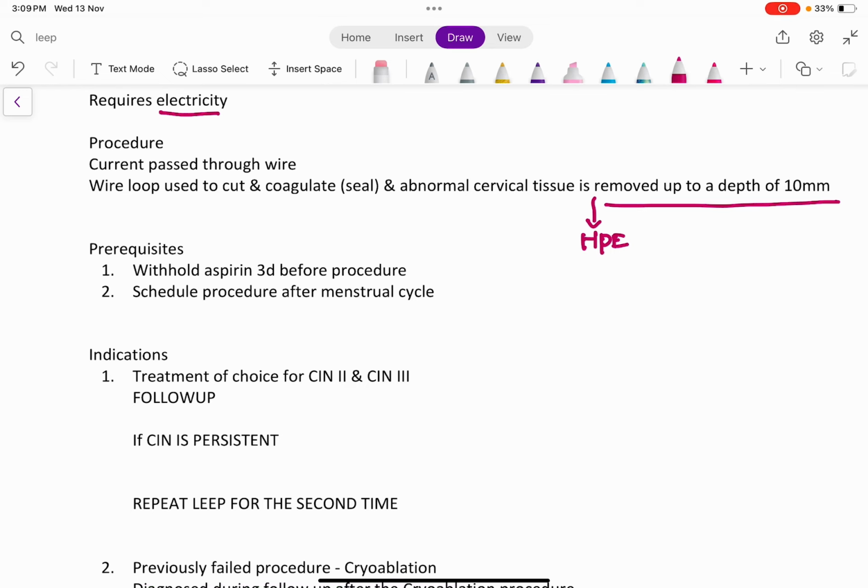If the patient is taking some anticoagulants or aspirin tablets, you have to ask the patient to withhold those tablets 3 days prior to the procedure. Ideally, 3 to 5 days before the procedure, you have to advise the patient to withhold that. Why? Because it is anticoagulant in nature, it may lead to increased bleeding while doing the procedure.